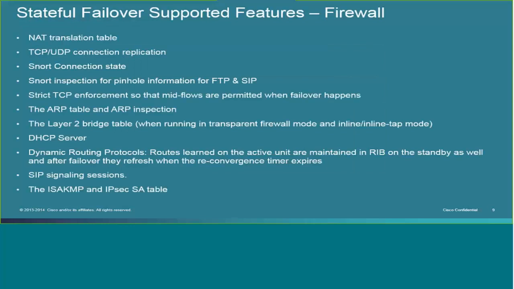Here we have listed certain features that are supported on the firewall. I will give you some time to go through it. This slide is basically about synchronization of firewall features: NAT tables, TCP/UDP connections, connection state, ARP table, ARP inspection, dynamic routing protocols, signaling sessions. All of this will be synchronized perfectly across the devices, and the job of the active is to send this information to the standby.